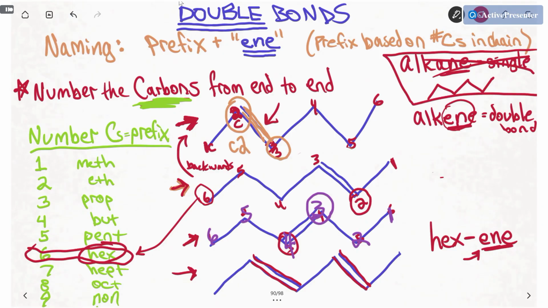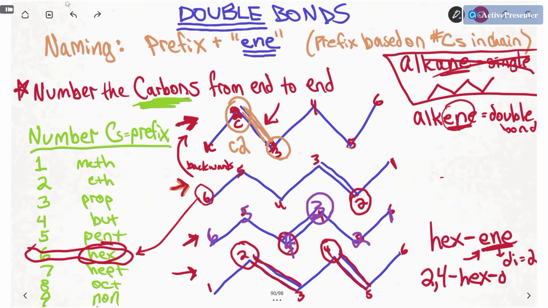And we want to pick whichever end we start with to number as 1 for the carbon that's going to give these bonds the lowest carbon numbers possible. So if we go 1, 2, 3, 4, 5, 6, that means there's a double bond that starts at number 2, and there's a double bond that starts at number 4. So you go 2, 4, to let you know there's 2 of them, hex. And then since the "ene" means double bonds, but now there's 2 of them, we're going to put a little prefix di, meaning 2, in front of the "ene." So we'll go 2, 4, hyphen hex hyphen di-ene.